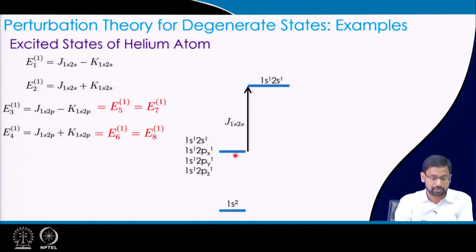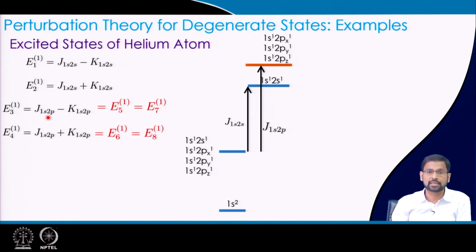This Coulomb integral, when added as a first order energy correction to this unperturbed state, takes this 1s1 2s1 state to some other value. I am adding this Coulomb integral between the 1s electron and the 2s electron. Similarly, I can now add the Coulomb integral between the 1s and 2p electrons. So, that is J1s2p, and that will take the 6 functions E3, E5, E7, E4, E6, E8, all of them to be degenerate.